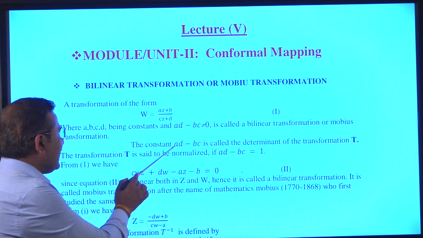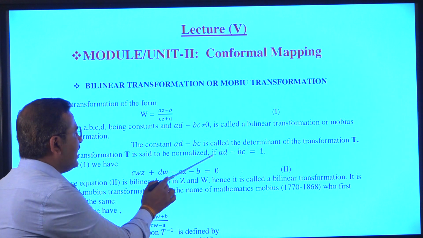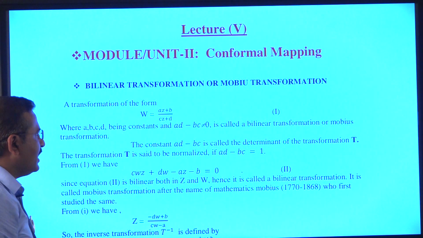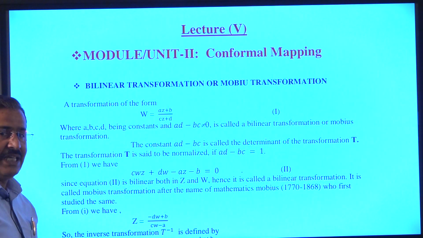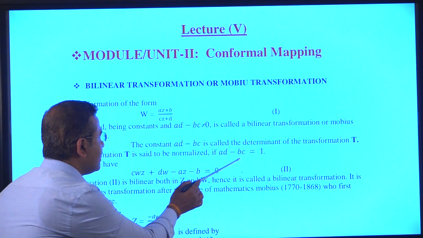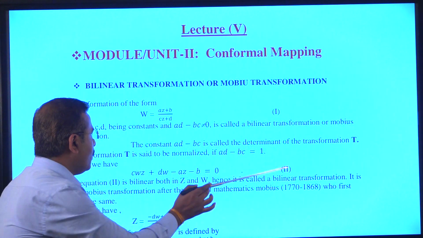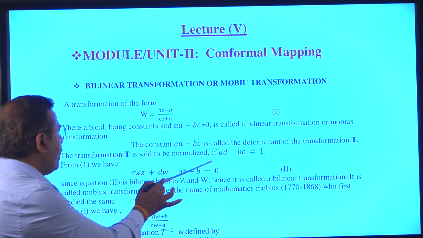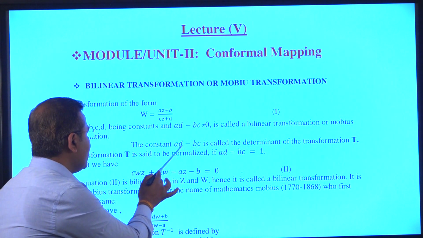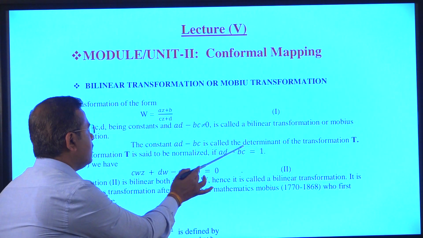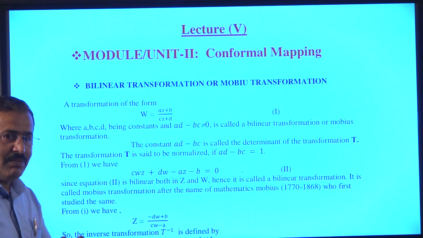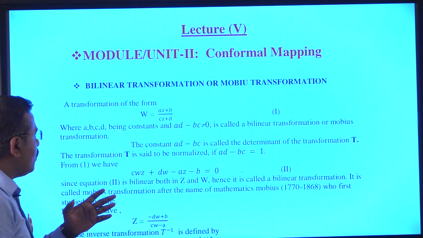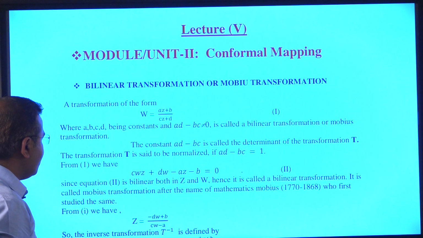The constant AD minus BC is called the determinant of the transformation T, and the transformation T is said to be normalized if AD minus BC equals 1. So this is the point about the notation here: AD minus BC is called the determinant of the transformation, and when AD minus BC equals 1, it is called the normalization of the transformation.